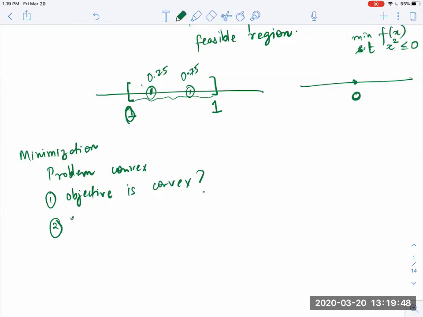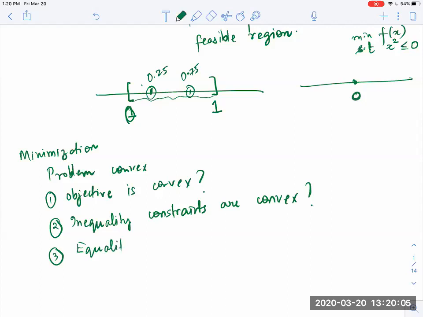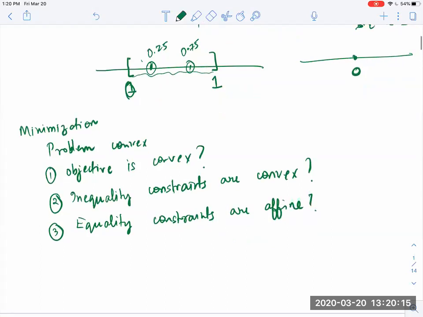Second, you want to check if the inequality constraints are convex. And finally, you want to check if the equality constraints are affine. Okay, so in general, if you want to check if a problem is convex and it's a minimization problem, this is what you have to check.